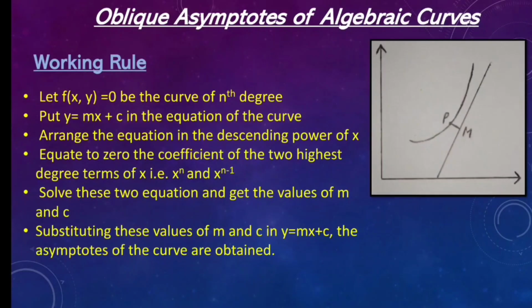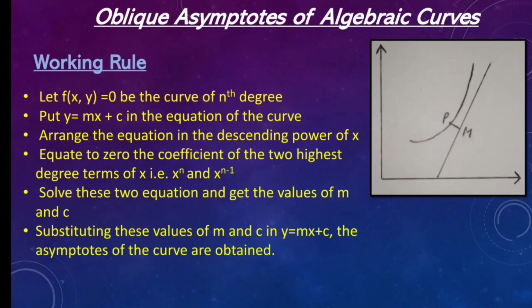Next up is oblique asymptotes. As I have told before, oblique asymptotes are not parallel to any of the axes, that is x-axis or y-axis. So here in this, we'll see the way to solve them. There are two ways for solving it. First is the long method and the second one is the short or general method.